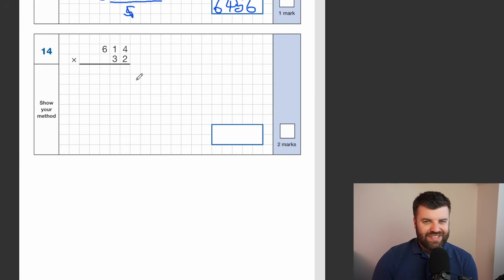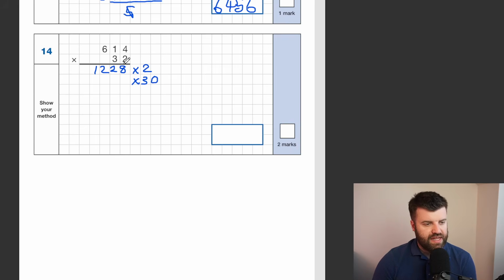Long multiplication, something you learned first in year 5, is going to come up in these Key Stage 2 tests. So the first row here, I'm multiplying by 32. So my first row will be multiplying by 2, and my second row will be multiplying by 30. Let's do the 2 first. 2 times 4 is 8. 2 times 1 is 2. 2 times 6 is 12. Okay, cool. First step done.